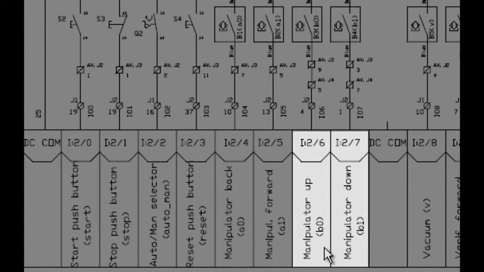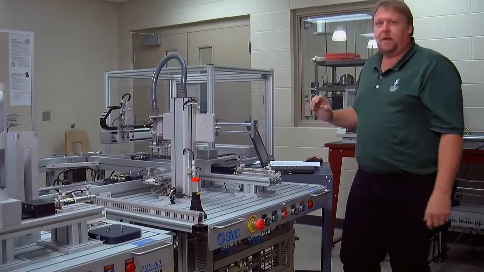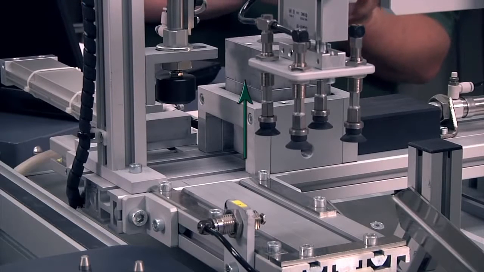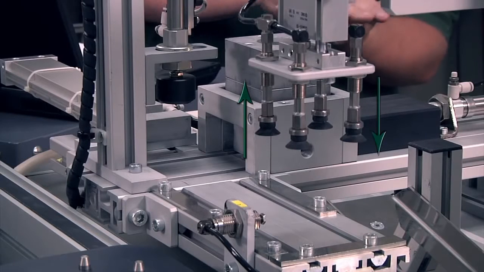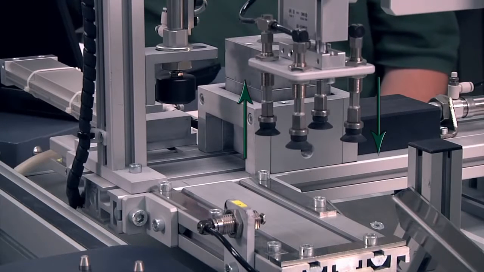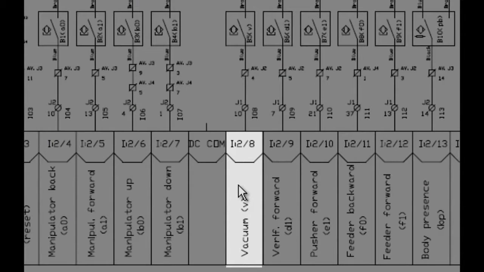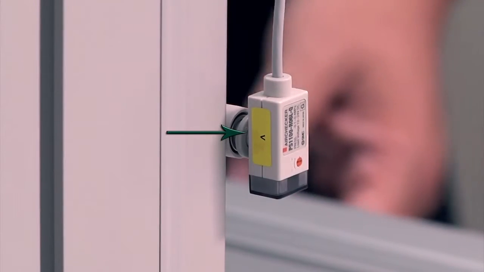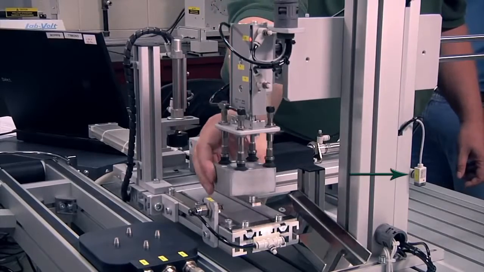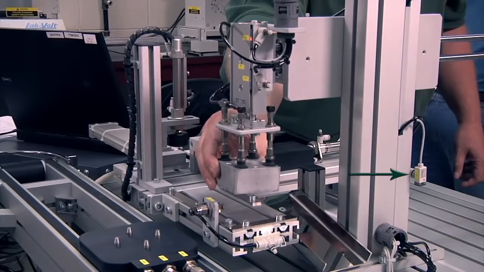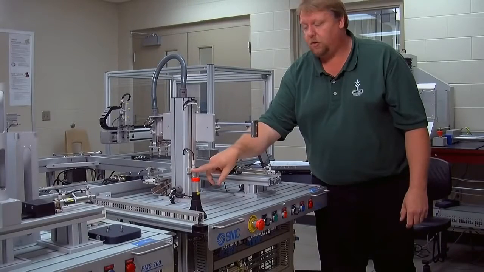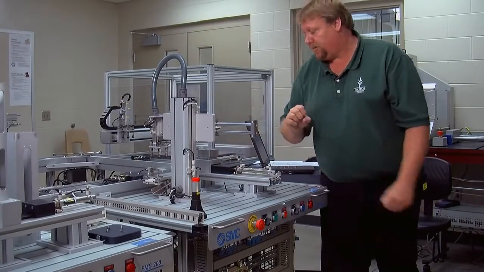Our next input is manipulator up and down, and that is I:26 and I:27. I:26 is the up position, I:27 is the down position. And the next one we have is I:28, which is a vacuum sensor. So when the body is actually attached here via vacuum, this sensor is going to be triggered, letting it know that it has vacuum present.